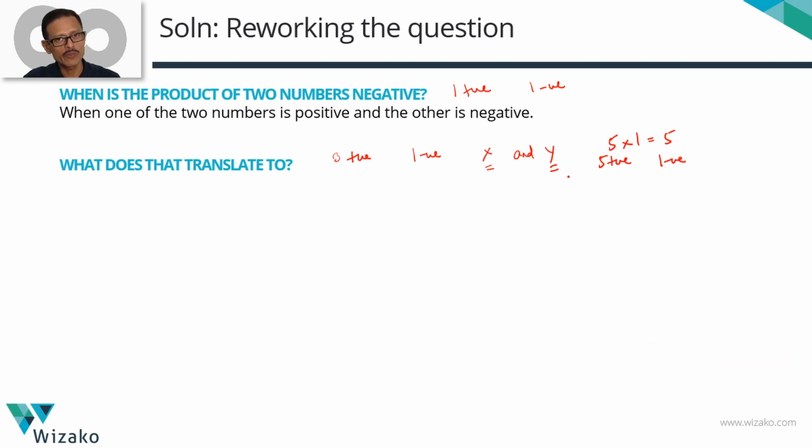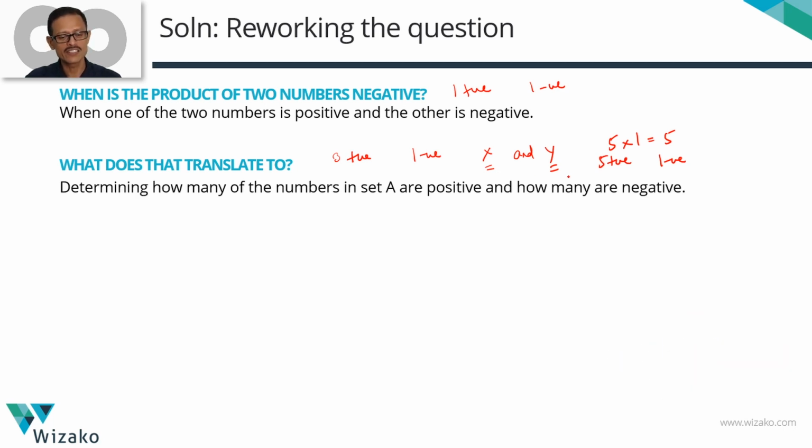So the gist of what we have to find out is how many of these numbers in set A are positive and how many of these numbers are negative. Keep in mind, in some of the possibilities the statements demand, one of these numbers could even be a 0. So don't look at only positive, negative. x or y or even both could be 0. So let's keep that perspective in mind.